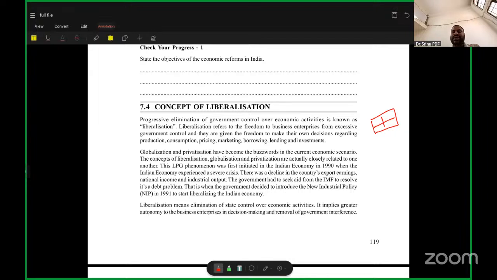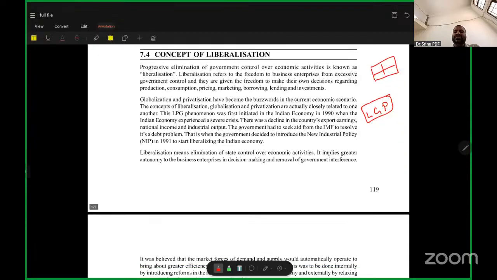Globalization and privatization have become buzzwords in the current economic scenario. The concepts of liberalization, globalization, and privatization are closely related to one another. This LPG phenomenon was first initiated in the Indian economy in the 1990s when it experienced a severe crisis. There was a decline in export earnings, national income, and industrial output. The government had to seek aid from the IMF to resolve the debt problems. So these three, liberalization, globalization, and privatization, are very closely related to each other. Simple.